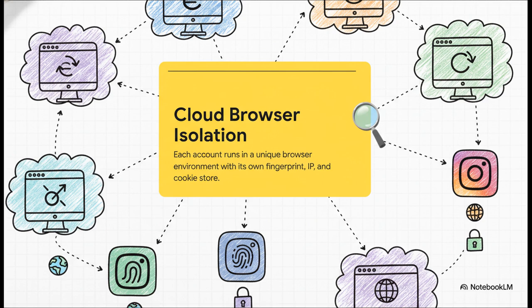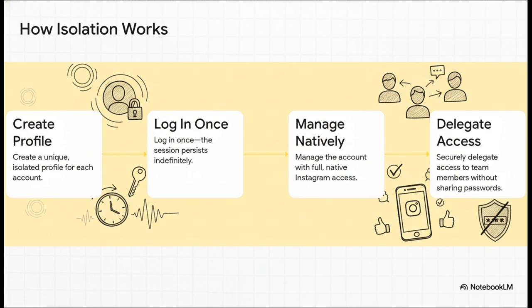Each account gets its own unique digital fingerprint, its own IP, its own cookies, everything. So to Instagram, they all look like they're being run by completely separate people from different places. And the workflow, it's just brilliant. For every single account, you create one of these unique, isolated profiles. You log in one time, and that session just stays active. But the absolute game changer is that last step.